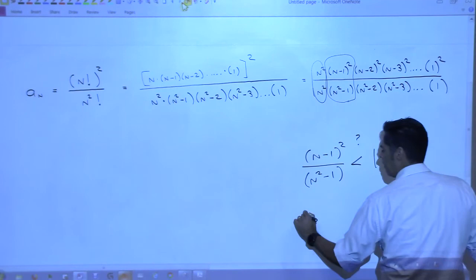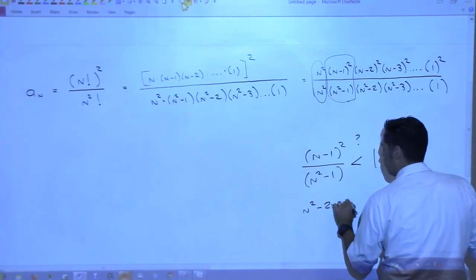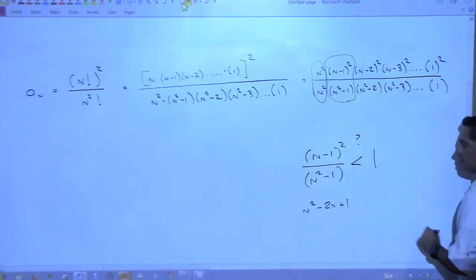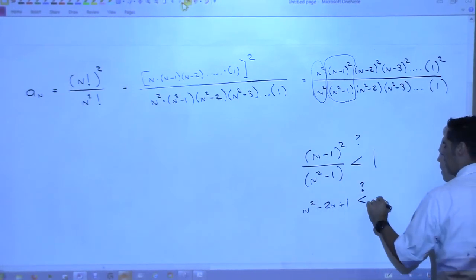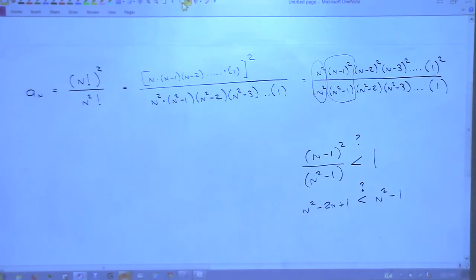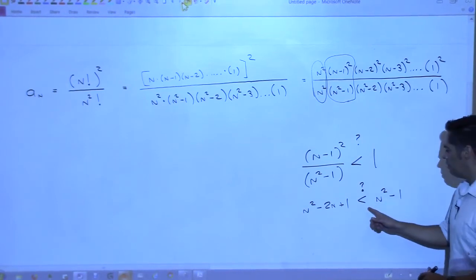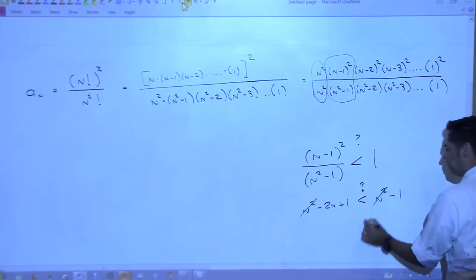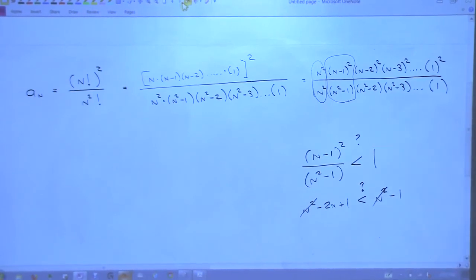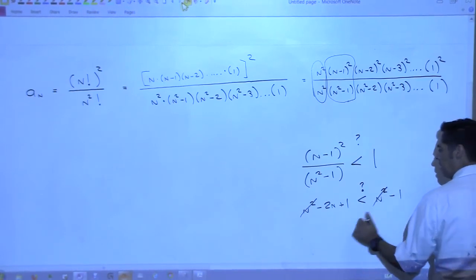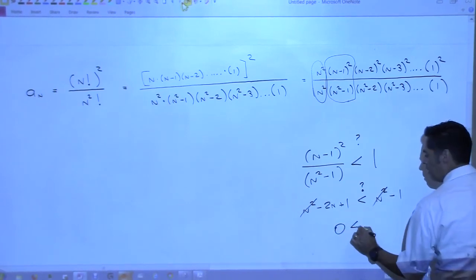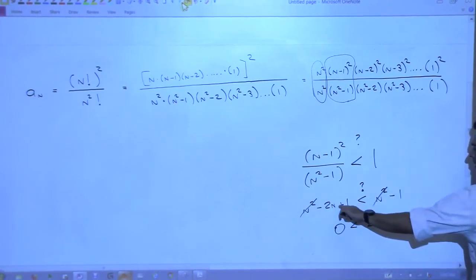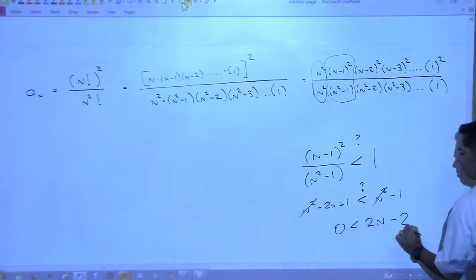How about we do this? n squared minus 2n plus 1. I expanded the numerator. Is that less than, now multiply both sides by this denominator, n squared minus 1. Is that true? See what I did? So now let's move things over. These would cancel, right? And we would get, how about we move this to this side? And let's move this to this side. So we get 0 over here. We get 2n, and then minus 2.